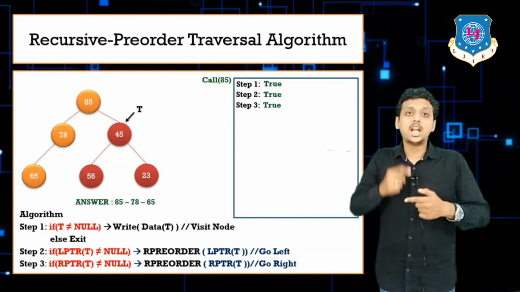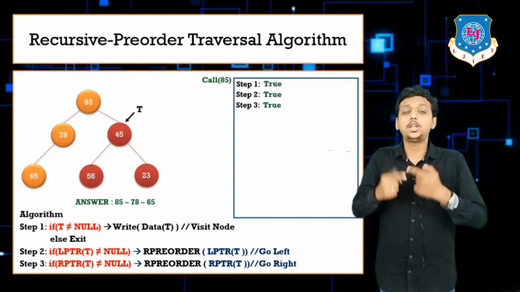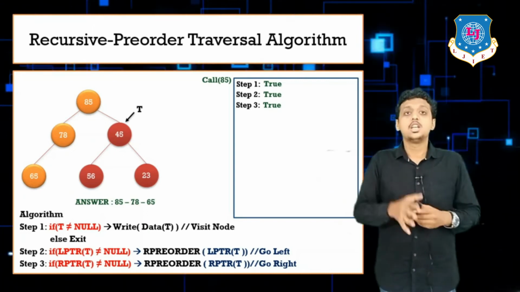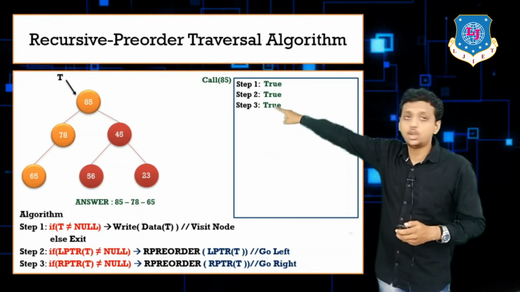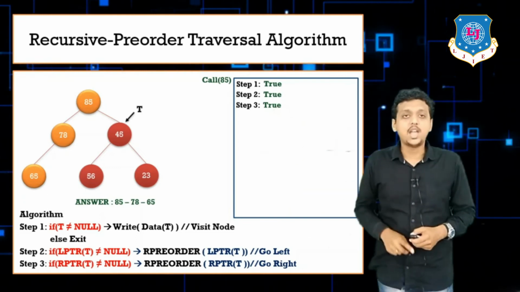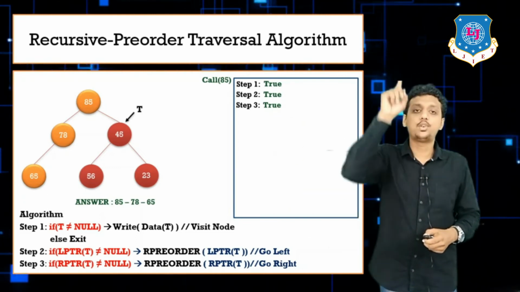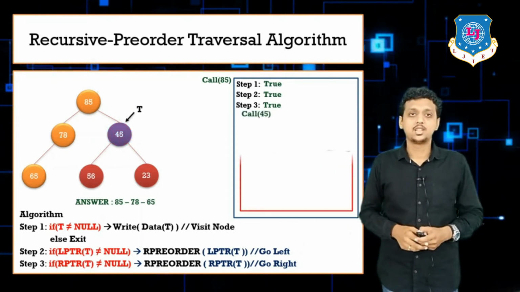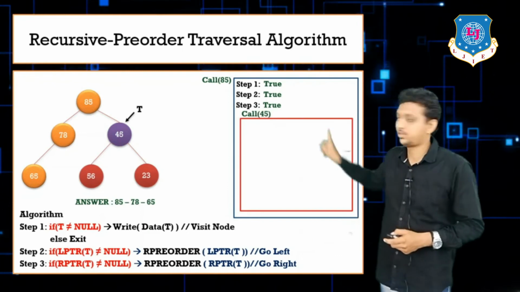So now the other one, preorder for RPTR of t. That means here t is pointing at 85. Now t is pointing at 45, and the function is going to call for 45. So here is the function call for 45. This is a function call block for 45.